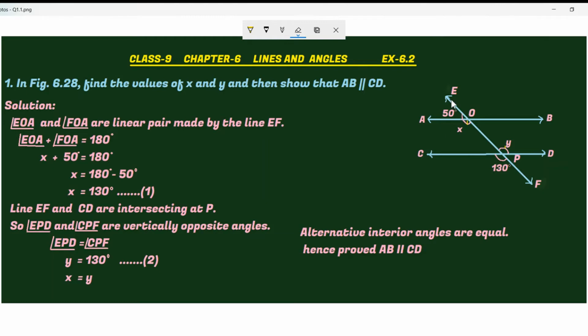Here they have given angle EOA is 50 degrees and FOA is x. So I substitute these values and get the equation x plus 50 is equal to 180 degrees. By using this equation, I am going to find the x value. I keep x on the left hand side and take the 50 to the right hand side, so it becomes minus. So 180 minus 50 is equal to 130 degrees. So x is equal to 130.